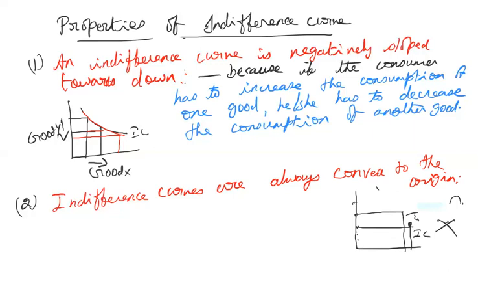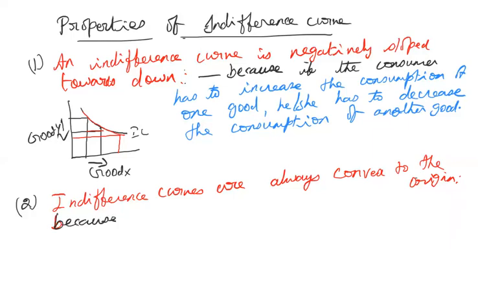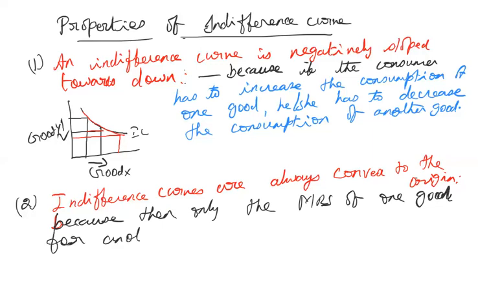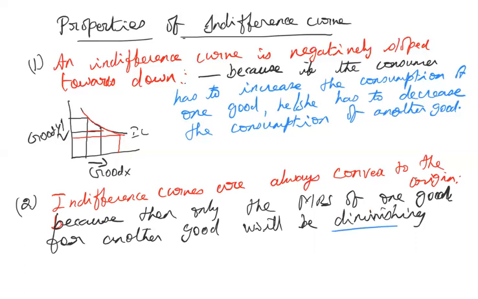Or in other words, the indifference curves are always convex to the origin because then only the marginal rate of substitution of one good for another good will be diminishing. Okay, so this is the main reason indifference curves are convex to the origin.